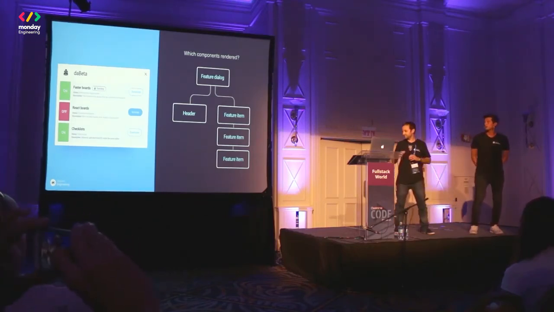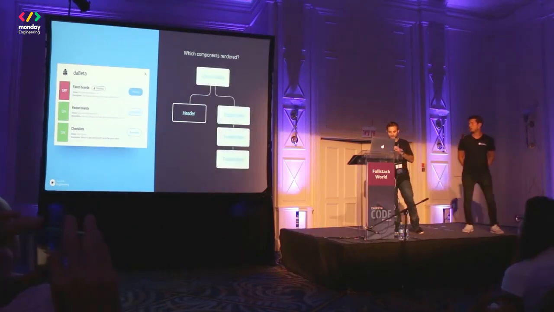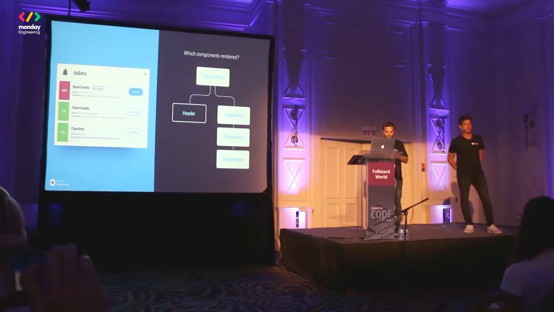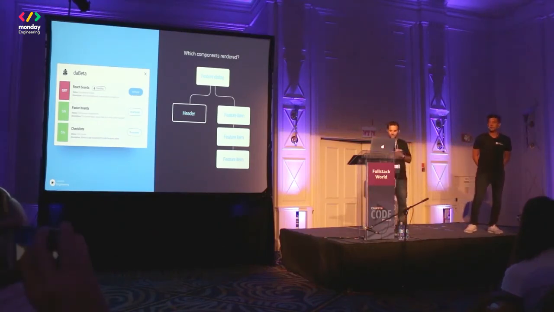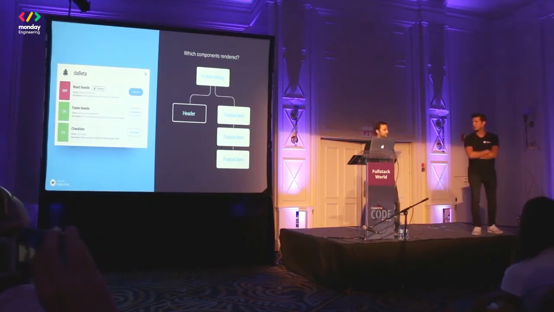So we know that two items should change. Let's check it out and see what will happen. Okay, so as you can see, also the checklist feature got rendered. So let's see what we did wrong in the purpose of avoiding the rendering of the checklist feature.